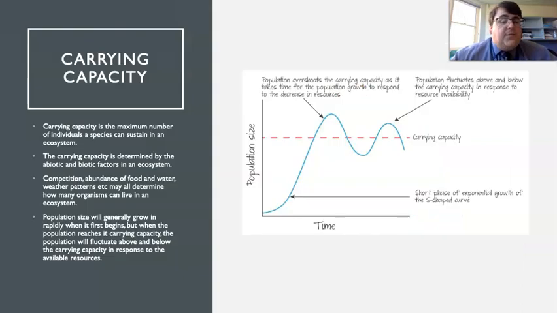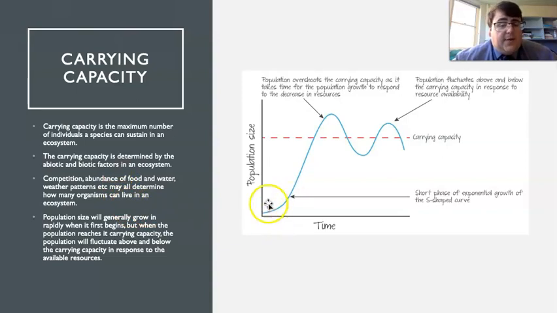And this can be looked at in what's called carrying capacity. Carrying capacity is the maximum number of individuals a species can sustain in an ecosystem before there starts to be a decrease in population size. And it's determined by looking at the abiotic and the biotic factors. And we're looking at things like competition, abundance of food and water, weather patterns, all determining how many organisms can live in a certain ecosystem.